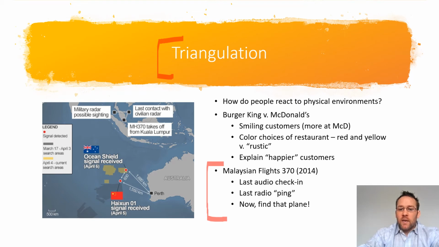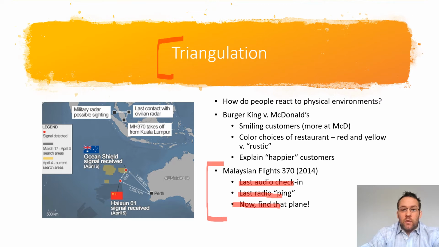So you look at things like the last audio check, the last time the pilot checked in audibly: flight 370, this is where we're at, here's our position, talking to ground control. There are also these radio pings, so every plane has a GPS in it. As it's flying, it's constantly pinging up on the radar. So that's a second point of contact that we have with the plane. The third point is, where's the plane? We're trying to find the plane. That's the third point of this triangulation situation.